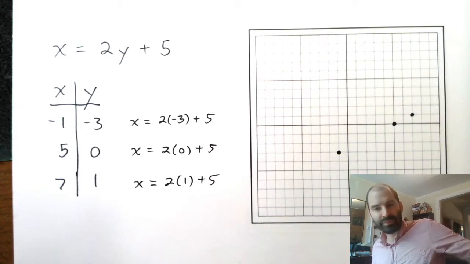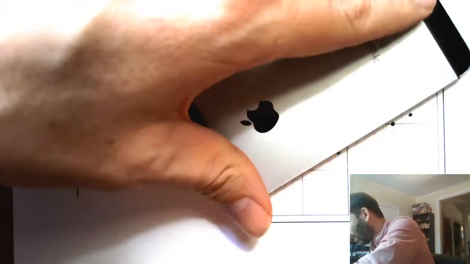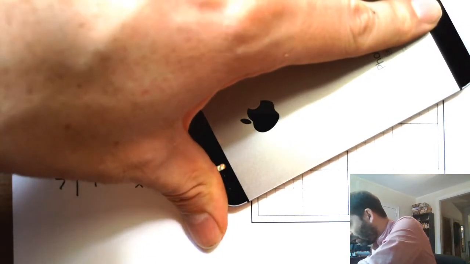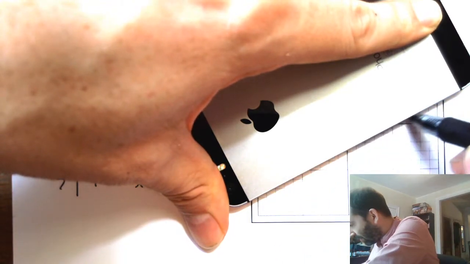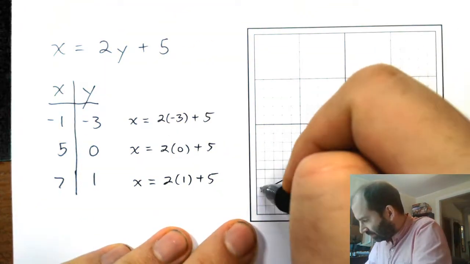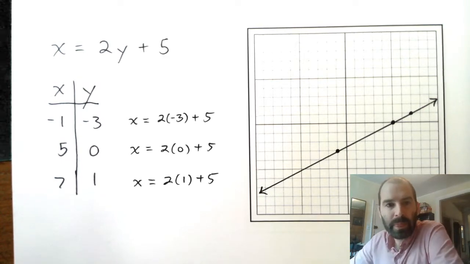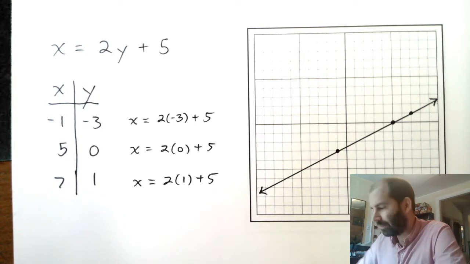Right there. Notice they all ended up in a straight line. That's a good check to make sure we did it right. If they didn't lie in a straight line, we know we did something wrong because this is a linear equation. All right, great.